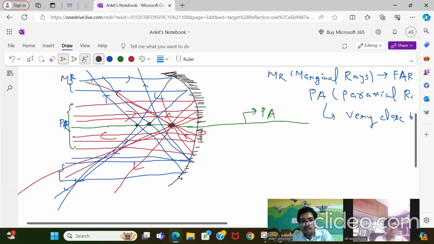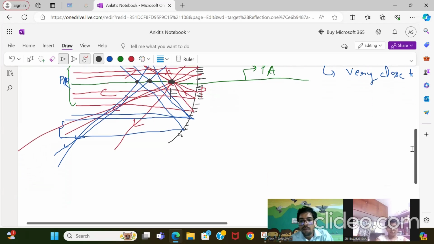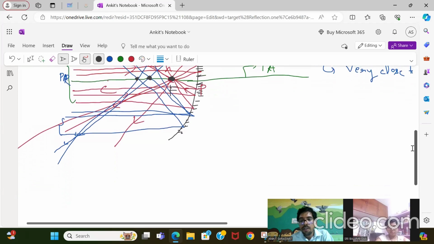Some marginal rays meet at this point on the principal axis, some meet at this point, while all the paraxial rays will meet at a common fixed point that is known as the focus. We do not want many focus points, otherwise there will be blurredness, meaning the image will not be bright. If there is more than one focus, there is more than one image. For the same object, multiple images will be formed. So there will be a defect in the mirror.